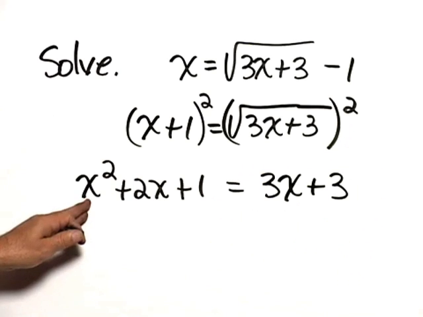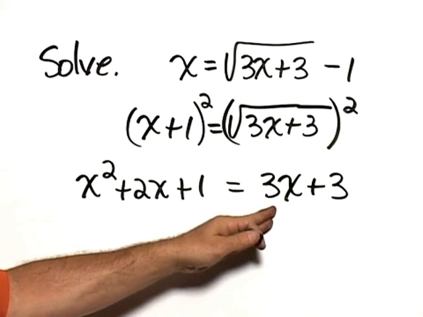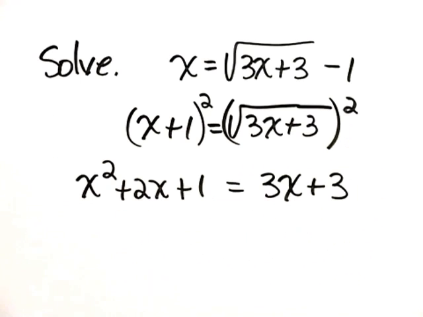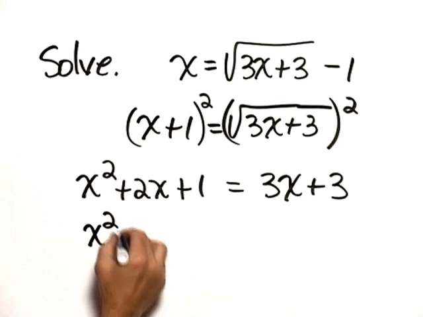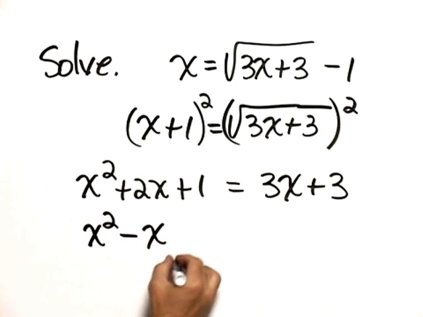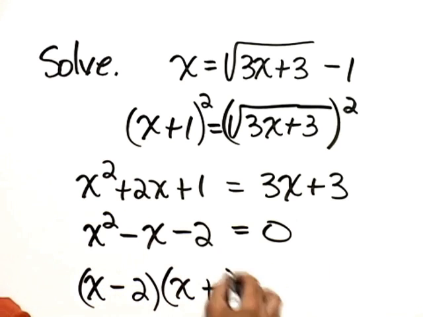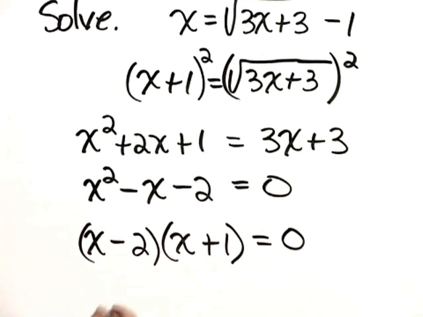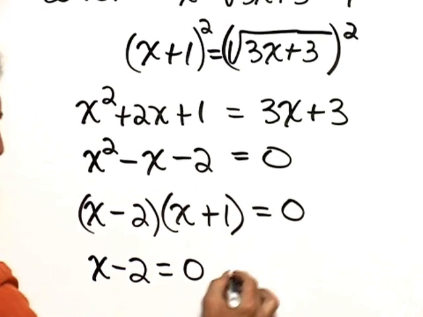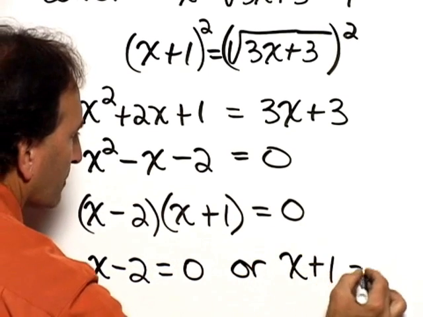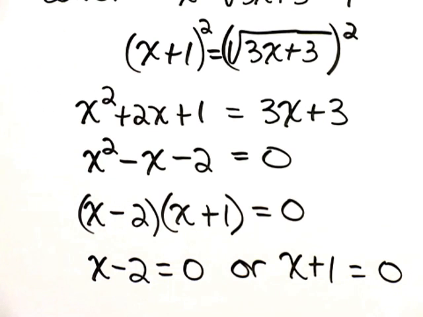Since this is a quadratic equation, the x squared, we wish to subtract 3x and subtract 3 from both sides so that we have 0 on the right-hand side. That result would be x squared minus x minus 2 equals 0. Factoring the left-hand side, (x minus 2)(x plus 1) equals 0. Using the zero factor property, we would say x minus 2 equals 0 or x plus 1 equals 0.